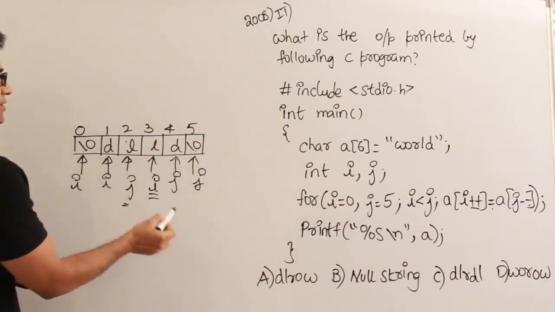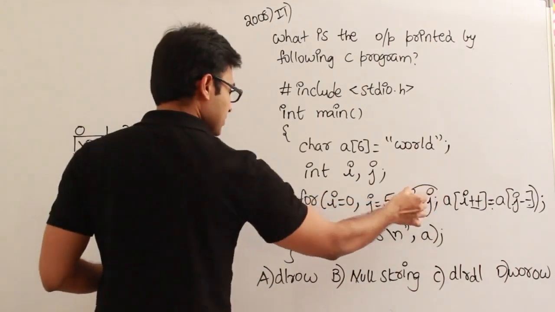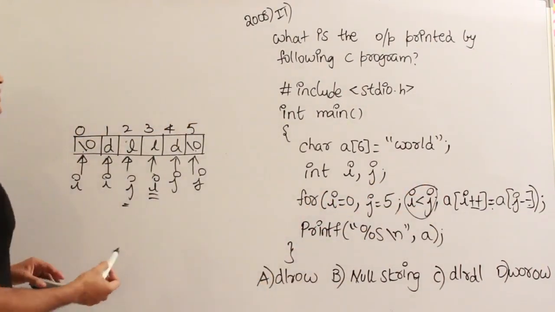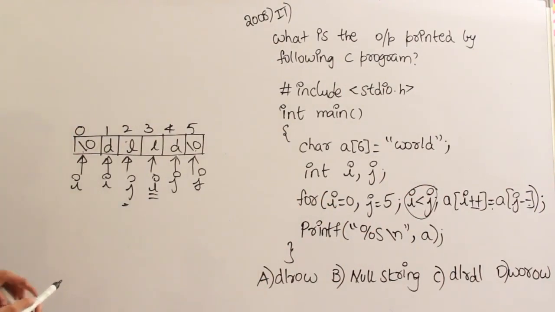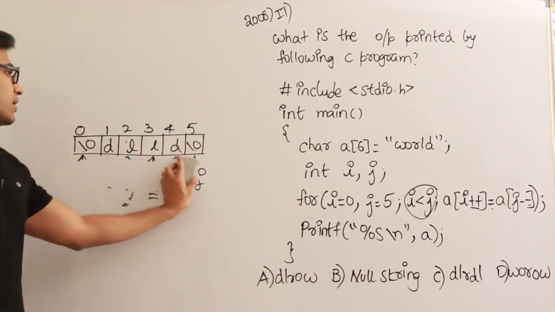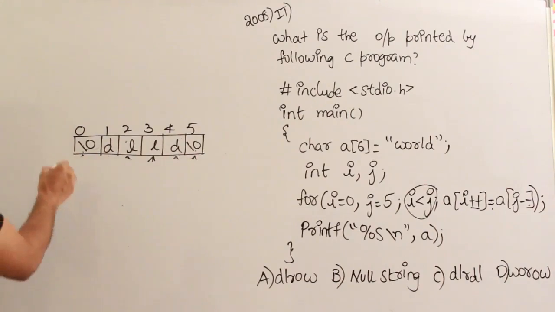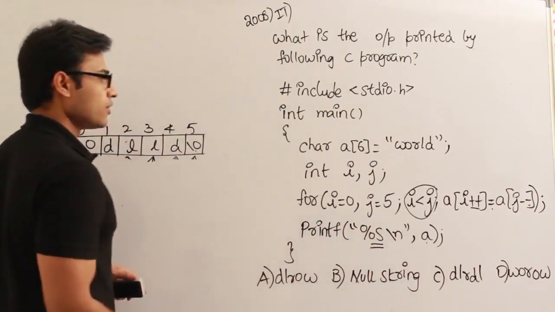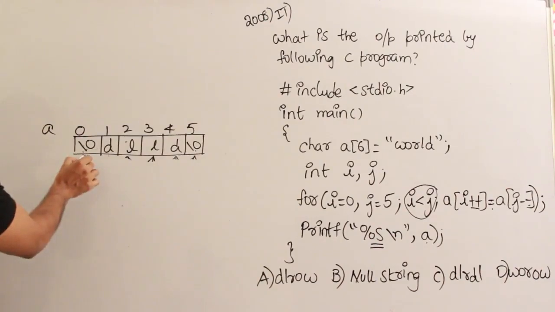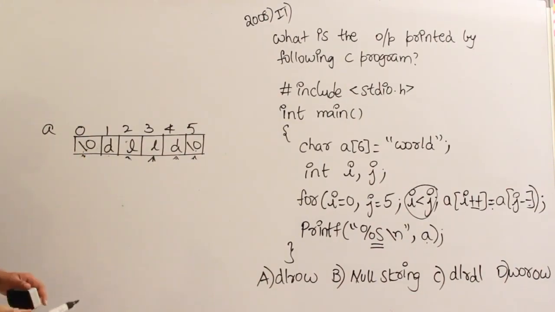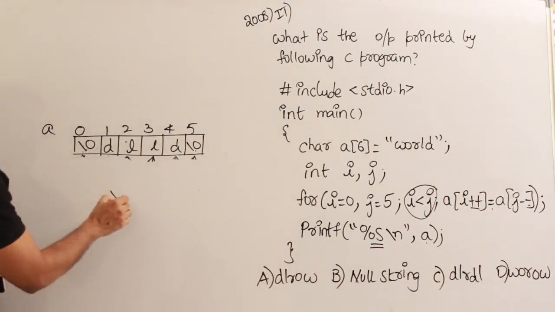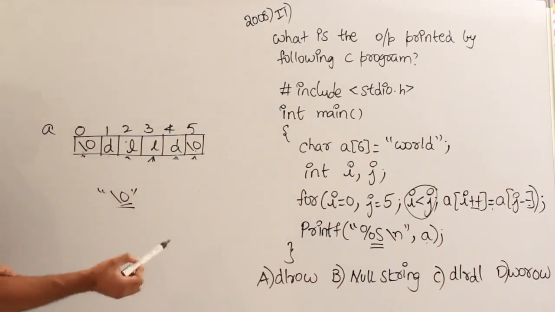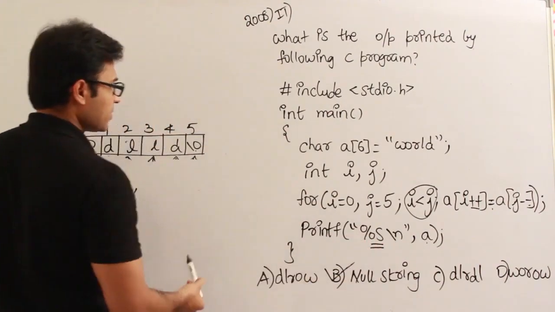Now i is here and j is here, and when the condition is checked, i is no longer less than j. Therefore this is where the loop will stop. After the loop stops, the array A contains this. The array A starts with the null character. Whenever we print with %s and give A, we go from the beginning till the null character and print it. So the output printed will be simply the null character, which means nothing. A null string will be printed.